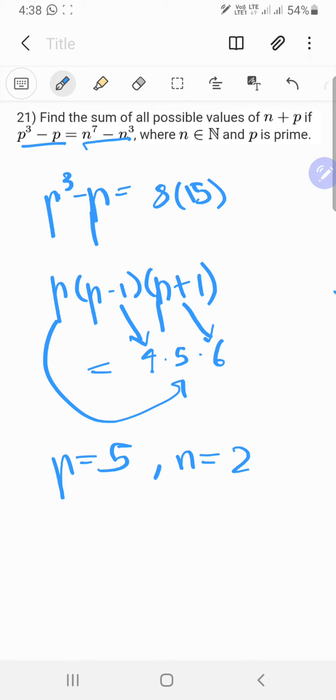So the sum of all possible values of n plus p, well, that's just 7. So 7 is our answer. Yeah, that's it. That's the problem.